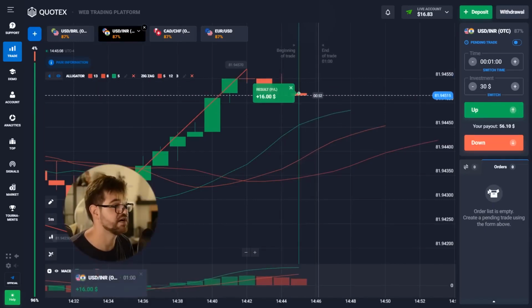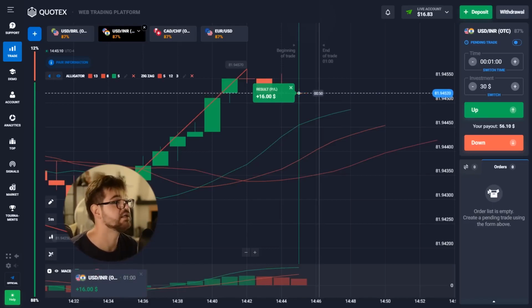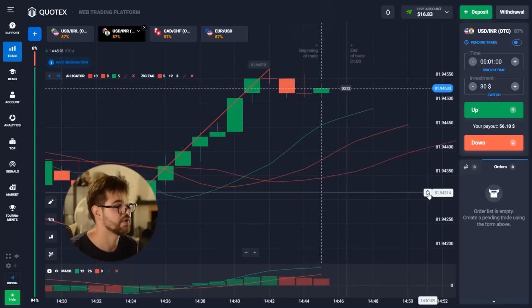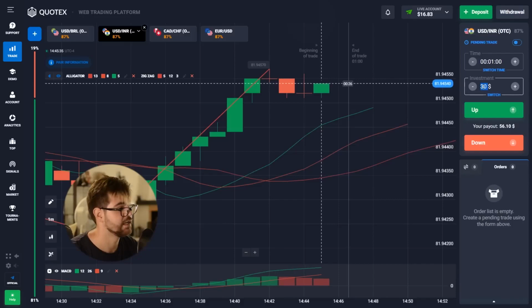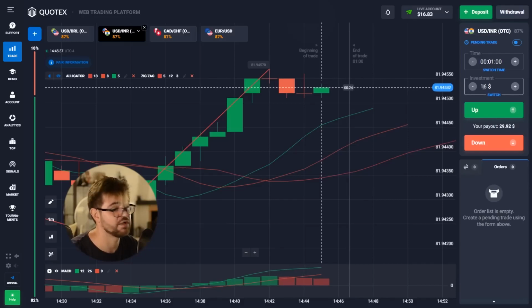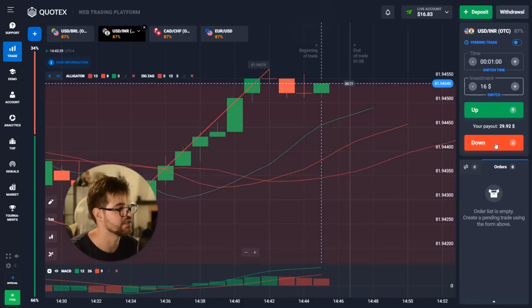And here we have, guys, I've used $16 and I just got it back because the option actually didn't go through, but we got the $16 back, so that's a good one. And now we're gonna go with a put option here.